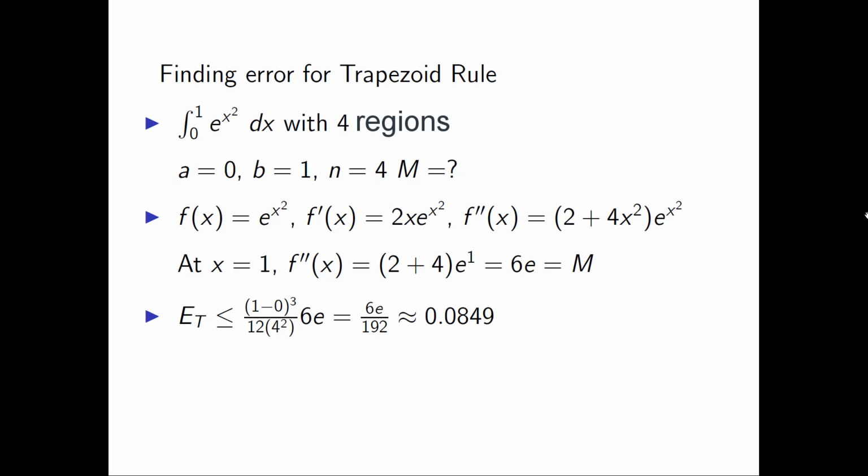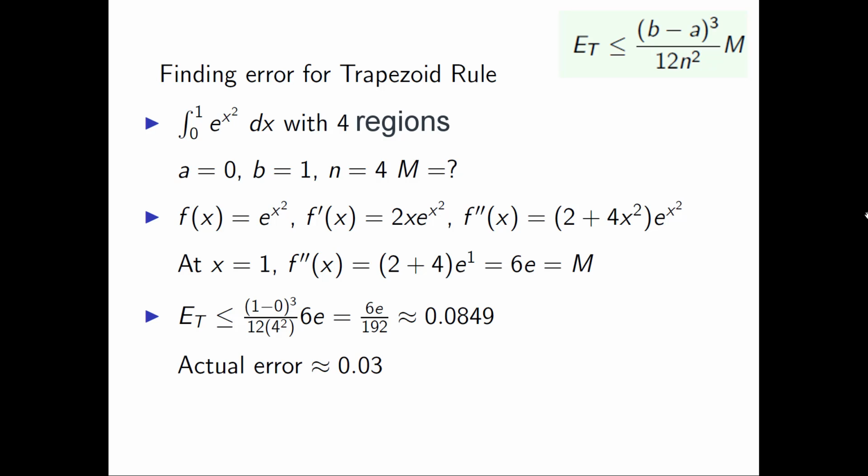Having found that, however, this is fairly straightforward. If we look at the rule, it's (b minus a) cubed over 12n squared multiplied by M. So we just plug in all our values and we get 6e over 192, which is approximately 0.08. And remember our actual error was about 0.03, so we did slightly better than we might expect. And remember, this is an upper bound for the error. The E_T is an upper bound for the error that we get. And sure enough, that's proven to be the case in this case.